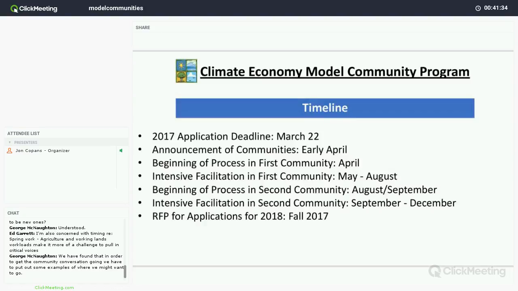After we make the selections in April, we will begin to put that steering committee together, and we will have a community kickoff likely in late May in that first community. And then in a second community, we will begin to convene and put together that steering committee in the late summer and really start the intensive facilitation in September.